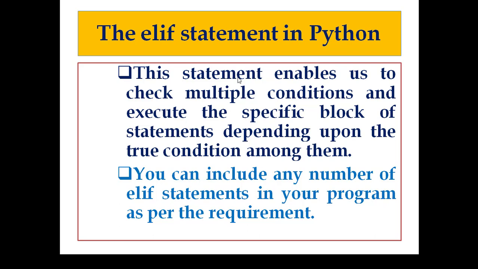So if this condition is satisfied, 50 belongs to this interval, like that. But you cannot do it with the if else statement. For that, we need the elif statement. Got it? So the elif statement is for multiple condition checking. This statement enables us to check multiple conditions, and accordingly it executes the specific block of statements depending upon the true condition among them. So from the multiple conditions, when a particular condition is true, the respective code will be executed.